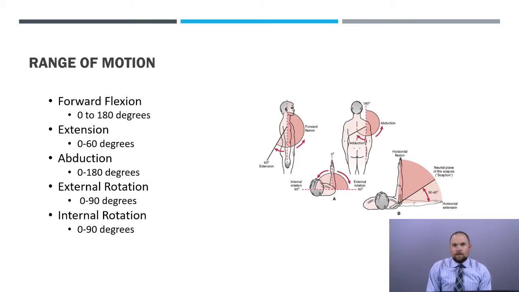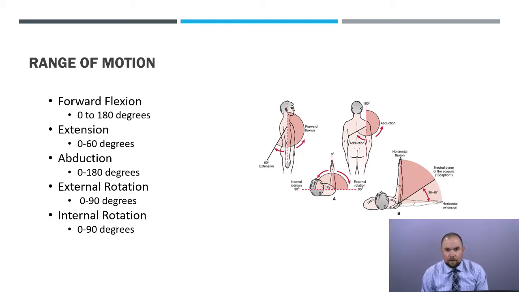So with every joint examination, we're going to talk about range of motion. There's always going to be a normal established range of motion that we will see in patients, and we always want to make sure that we're documenting any kind of variations or abnormalities with this range of motion. So typically for forward flexion for a patient, you usually get about 180 degrees of forward flexion.